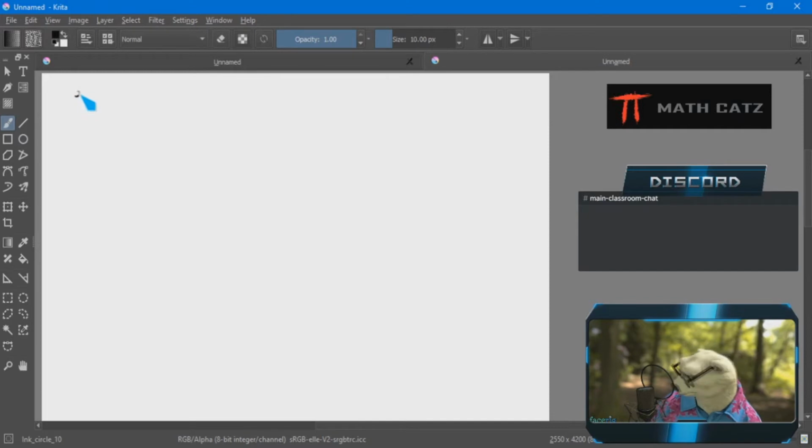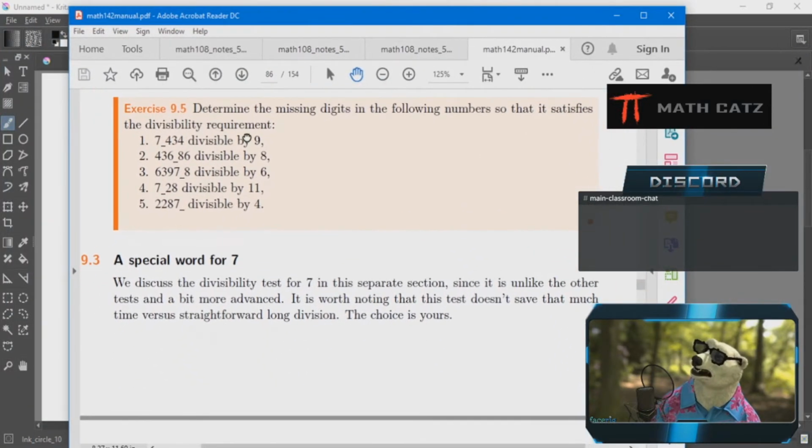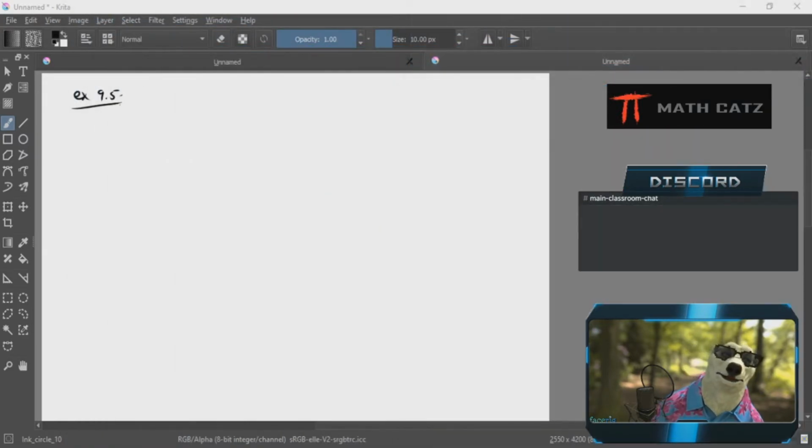All right, exercise 9.5. I like this kind of question. It's a little more fun. Let's show it. Determine the missing digits in the following numbers so that it satisfies the divisibility requirement. So in the first one, I have a missing digit there. It's 70-something thousand 434, and all I know is it has to be divisible by 9. What is the missing digit?